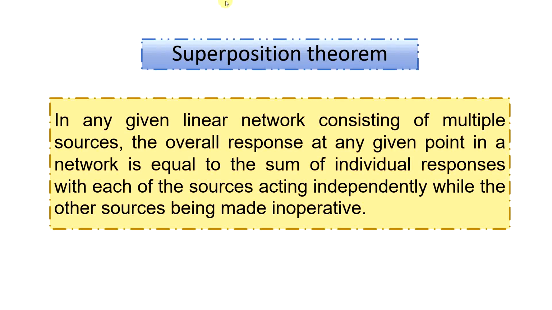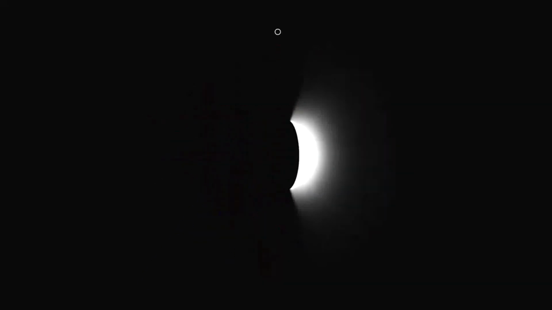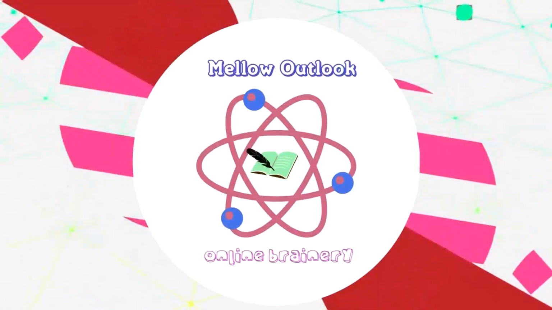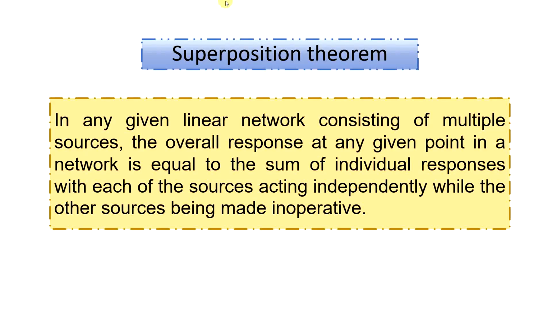The superposition theorem. So the superposition theorem states that in any given linear network consisting of multiple sources, the overall response at any given point in a network is equal to the sum of the individual responses, with each of the sources acting independently while the other sources are being made inoperative.